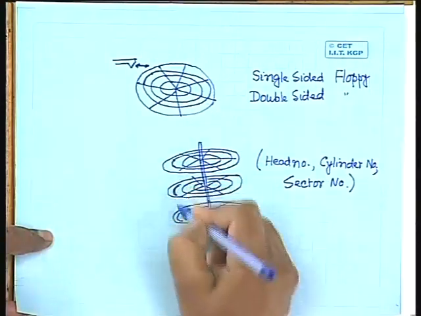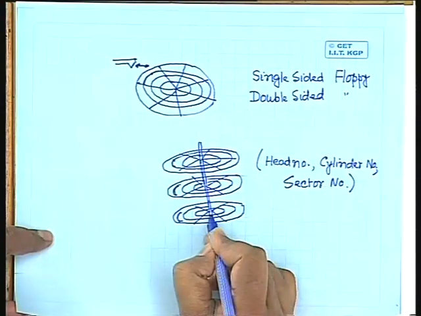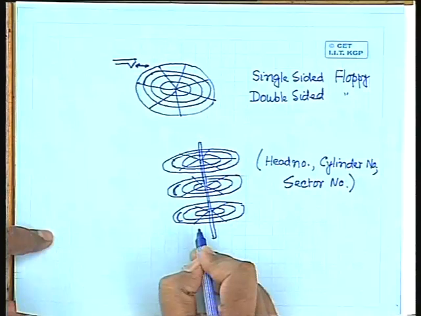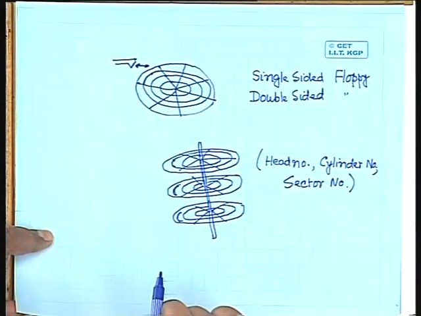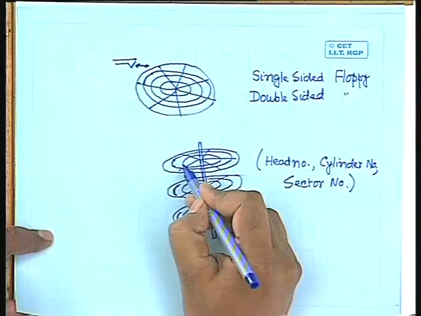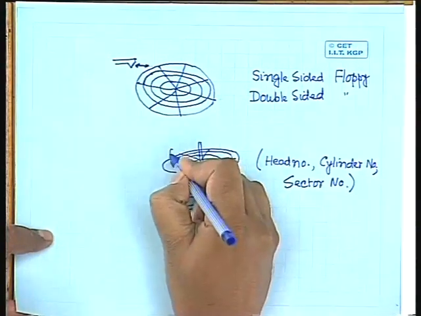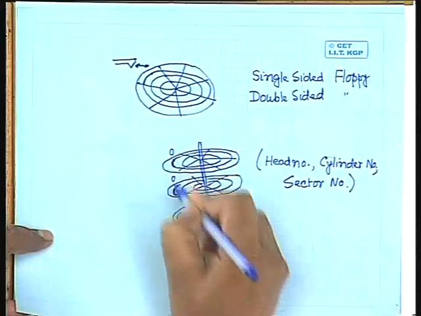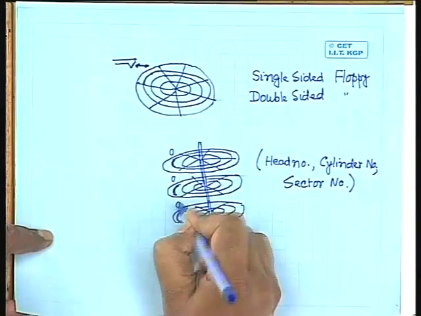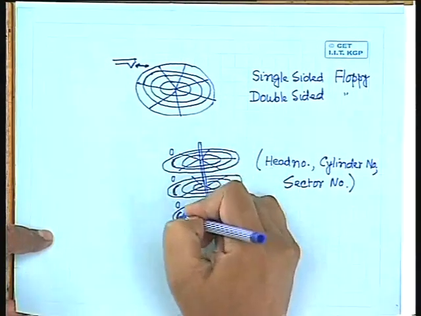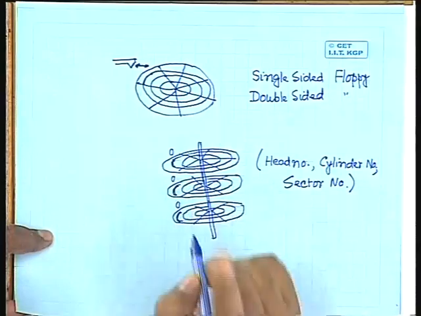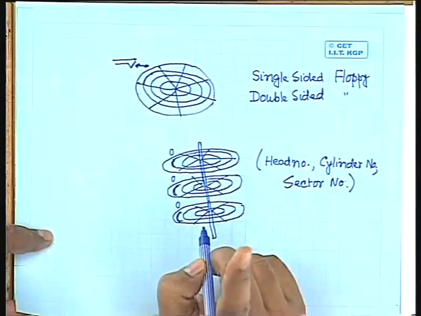cylinder number is, so all these tracks at the same spatial location, at the same distance from the center on different disks, they form a particular cylinder. When I say cylinder number 0, this is track number 0 on this disk. This is track number 0 on this disk. This is track number 0 on this disk. So all these three tracks taken together is called a cylinder.